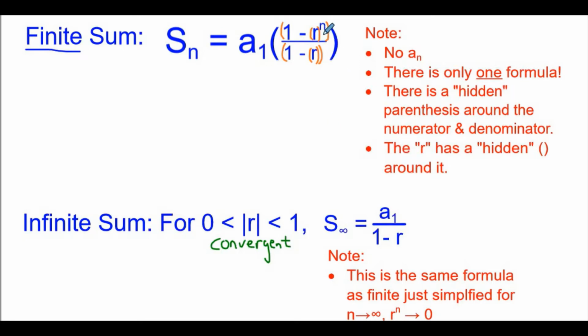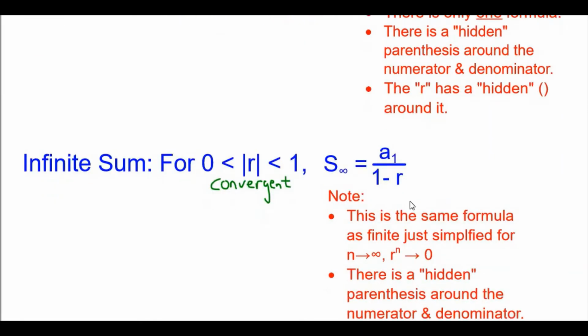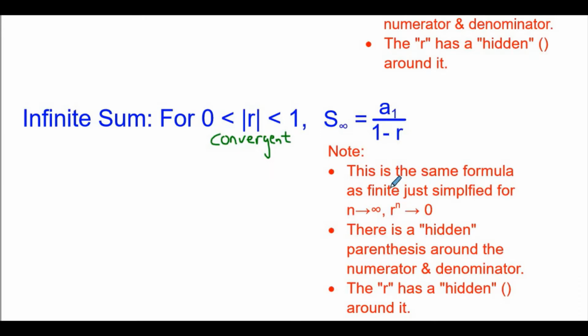We'll talk more about why that goes to 0 when we look at problems that involve the infinite sum. So note, this formula is the same formula as the finite sum. As n goes to infinity, r to the n goes to 0.